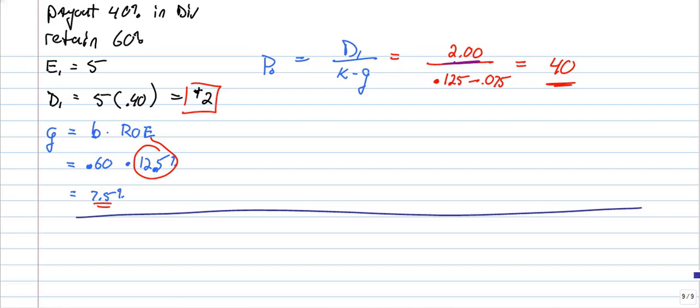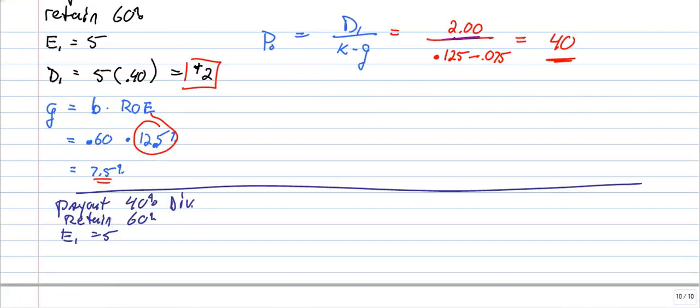So let's go forward now and let's assume the payout is going to be 40%. The retention is going to be 60% then. Let's assume this the same. Next period's earnings are projected to be $5. Let's also assume that the firm is going to be able to invest and earn 15%. Not 12.5%, but 15%. Let's see what impact that has on growth. b times ROE. That's going to be 60% times 15%, which is 9%. So now we're expecting 9% growth.